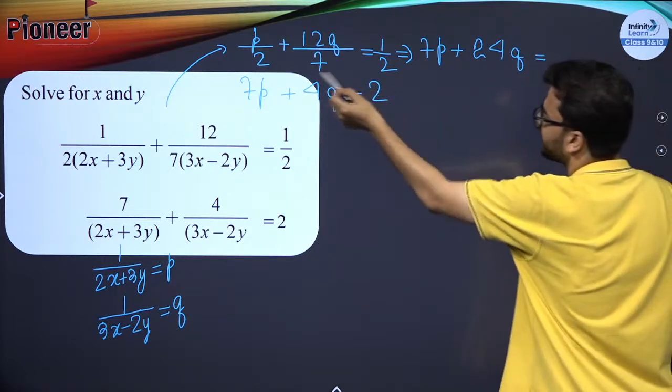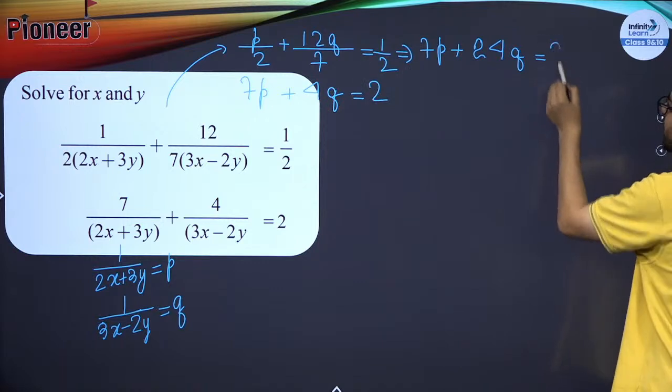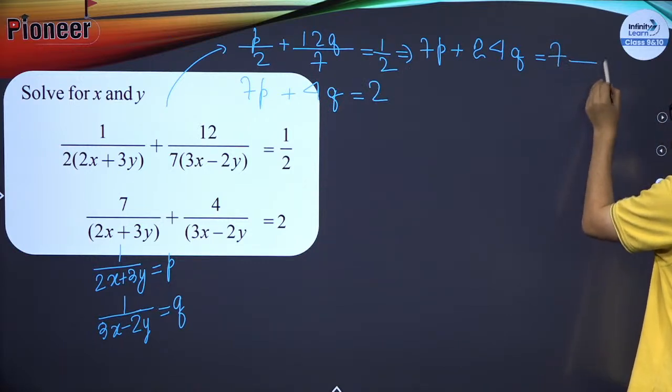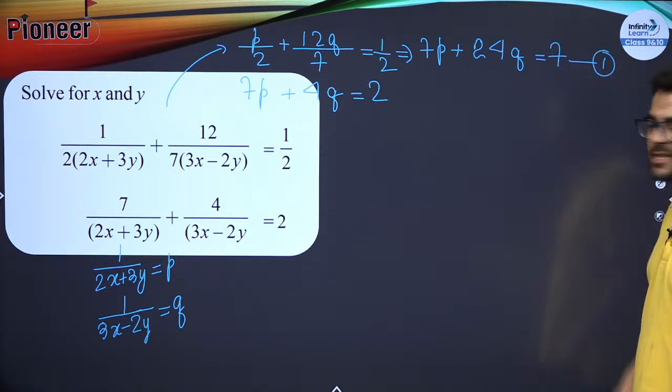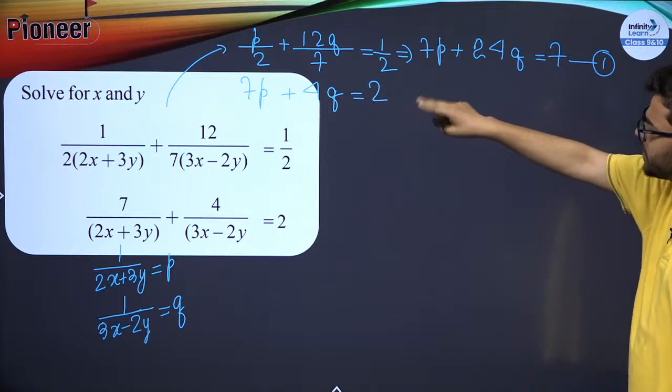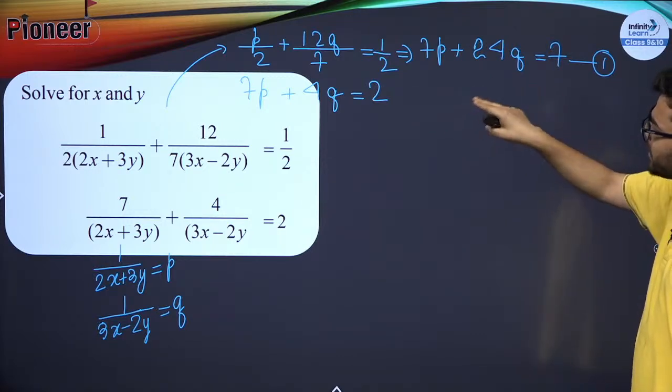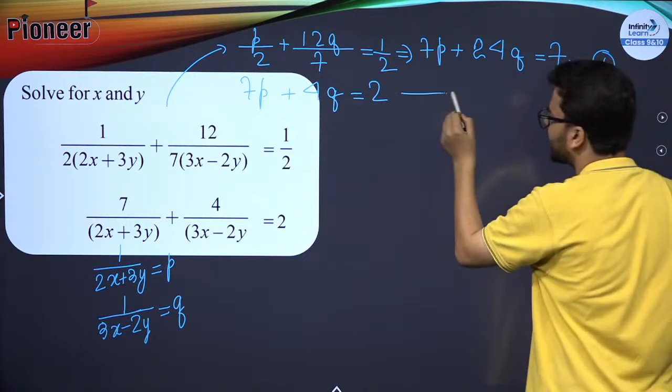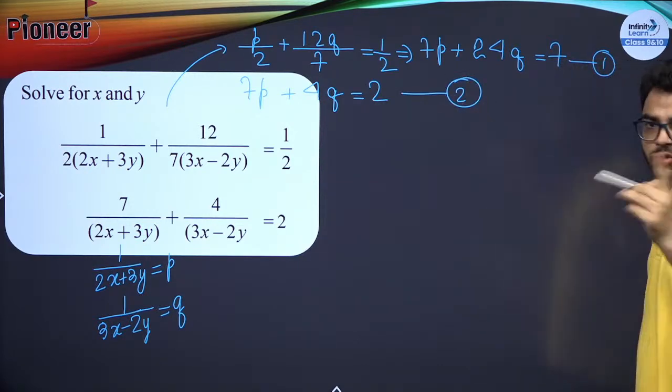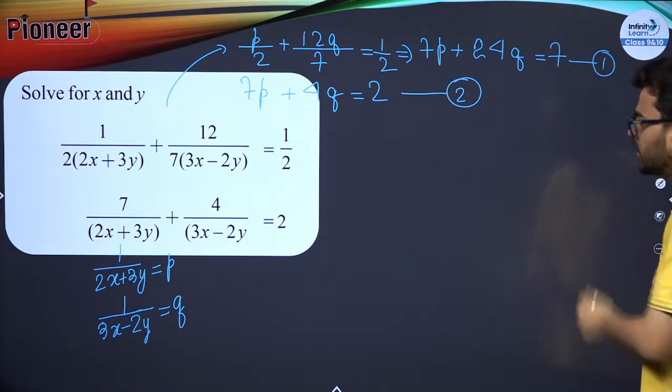And that will be what? 7 2s are 14 divided by 2, that is 7 only. So basically this is the first equation. You got it? This is the first equation. If you take the LCM, 7p plus 24q and that is 14 by 2, that is 7. So these are the two equations over here. You see, after simplification they have become simpler.